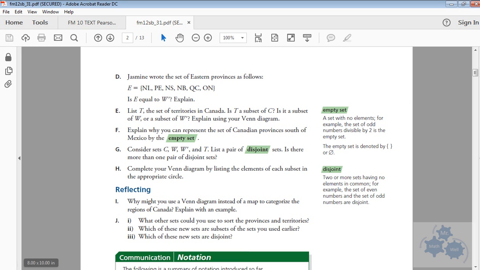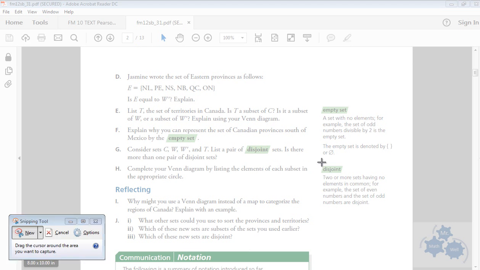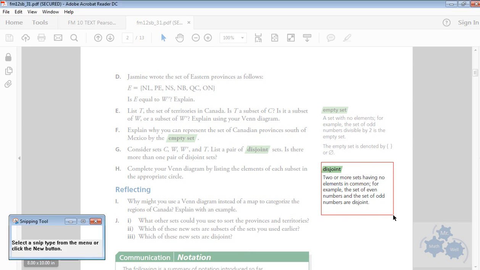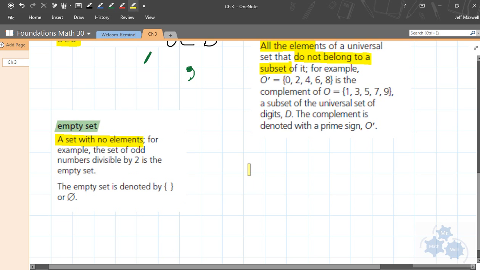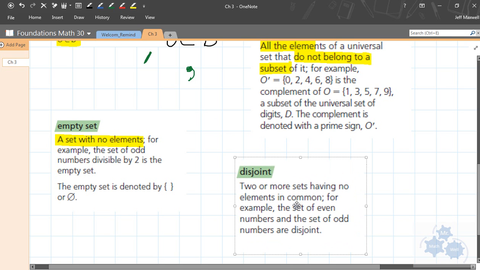Disjoint sets. If something is disjointed, that means it's separate, it's pulled apart. Okay, if your shoulder has been disjointed, let's say, it's pulled apart. So the disjoint sets would be two sets, or two or more, that have no elements in common.